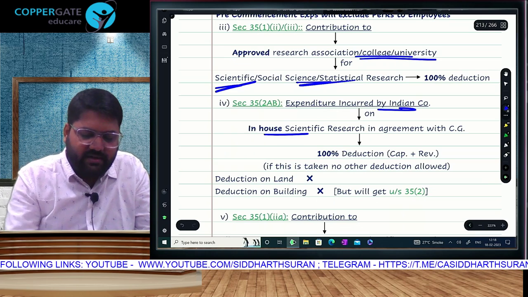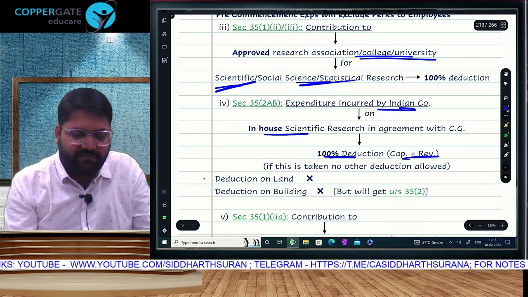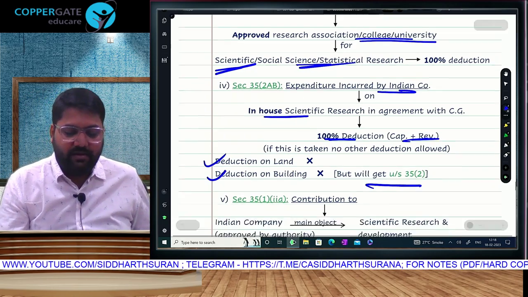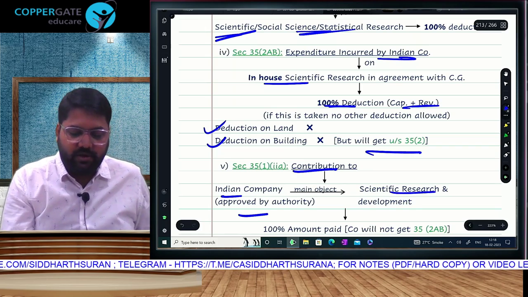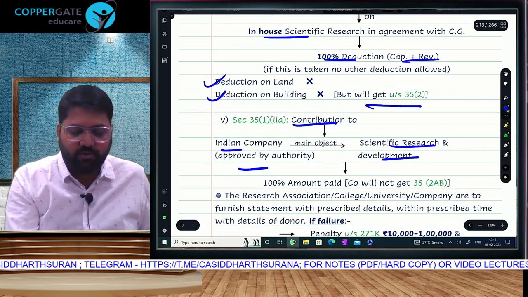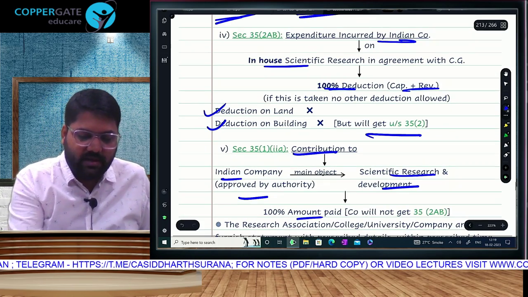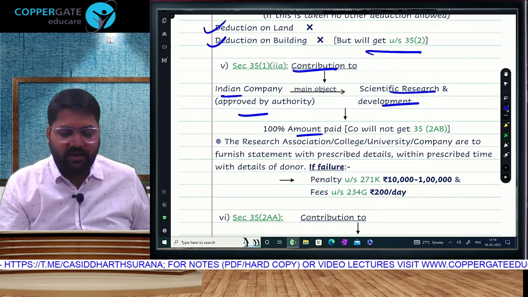Indian company who has done in-house research and development expenditure gets 100% deduction of capital or revenue, but of course land and building you can't get, but for building you can take that own business deduction. And if you have made contribution to such Indian company who is doing in-house research and development, for that contribution also you will get 100%. Company can't take 35(2AB), but company can take the 35(1)(i) and 35(2) deduction.